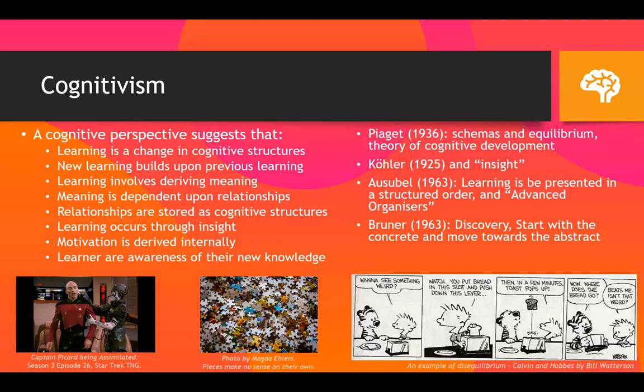Ausubel says that new knowledge is only meaningful if it can be related to what you already know, and that learning should be presented in a structured order from simple to complex. He also used advanced organisers to frame the learning about to be undertaken and focus the learner's attention. Jerome Bruner talked about discovery learning, which takes place when the learning is not provided by the teacher but is independently arrived at by the learner.